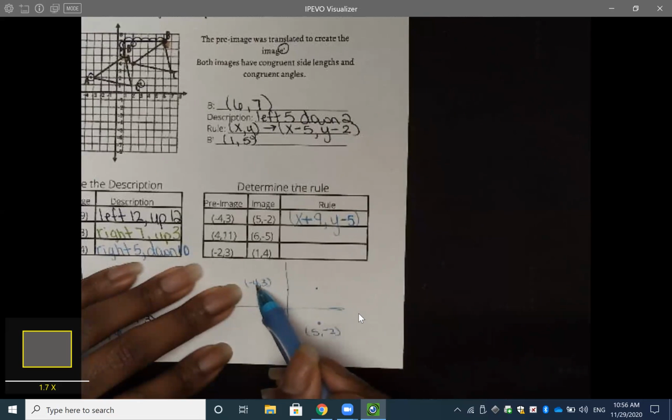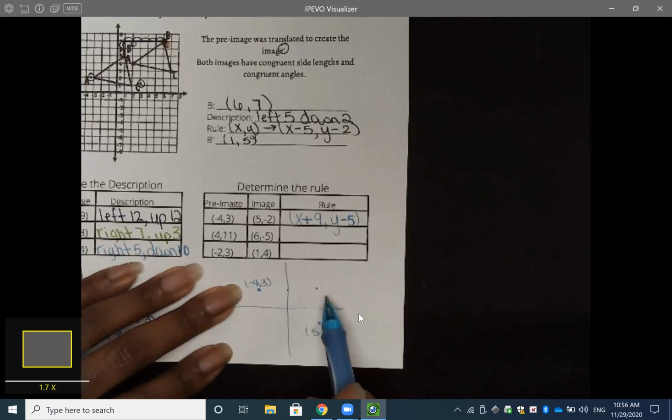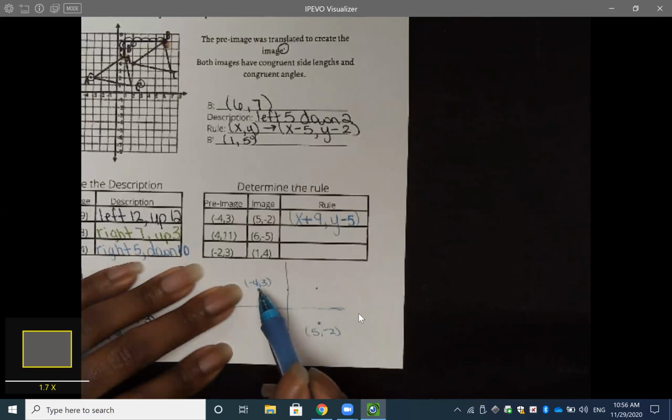Okay, I'm definitely just using these numbers. So to go from here to 0, I had to go 4 times. And then to go from 0 to 5, I had to go 5 more times. And that's why I did 4 plus 5, which gave me 9. And then from here, I need to go down 3 times to get to 0. And then I need to go down 2 more times to get to the -2. So that's why I did 3 plus 2 and got 5.